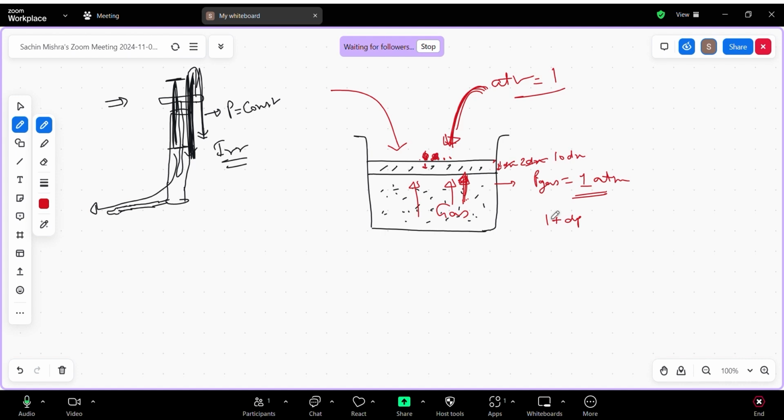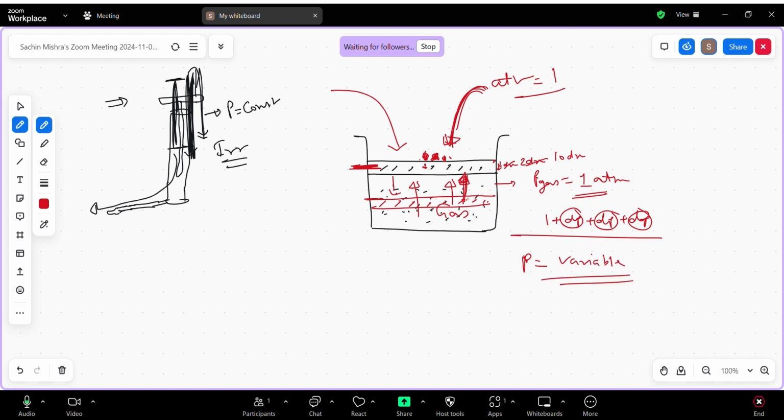When I add the second dust particle here, it becomes a further dp. Third dust particle, further dp. So we can say if I want to move the piston from here to here, it will take infinite steps. Assume I move up this process to infinite steps. So in every step, dp pressure is going to increase. We can say pressure is variable here.